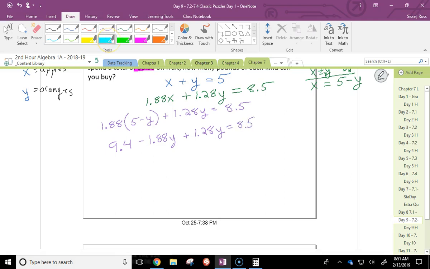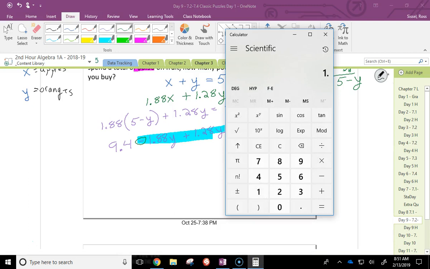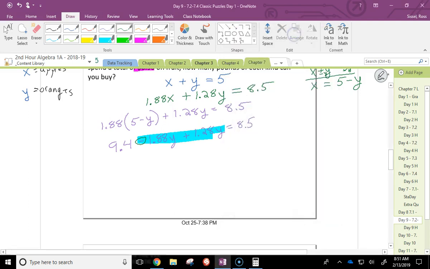We look for our like terms. And remember, this is a negative. So we would be like negative 1.88 plus 1.28, which is 0.6 negative. So I'm going to say 9.4 minus 0.6y equals 8.5. Where do I go from here?